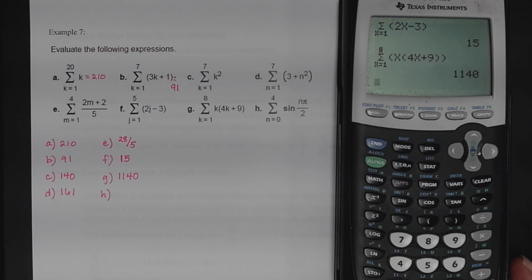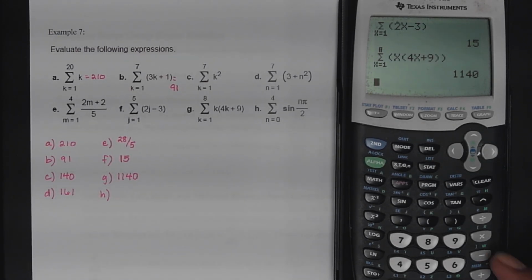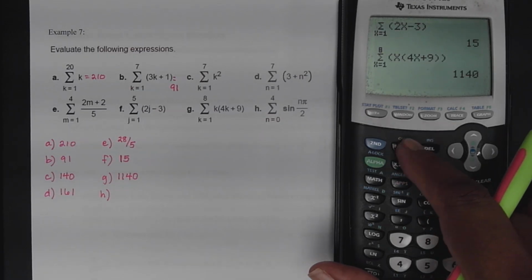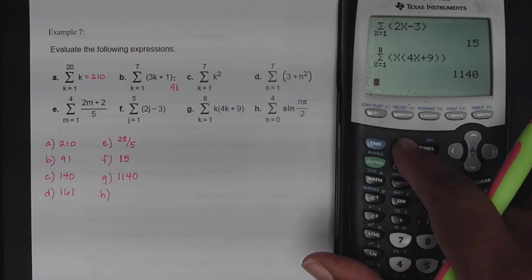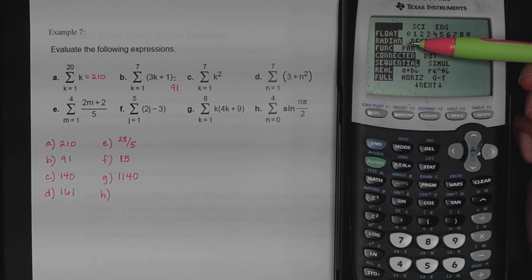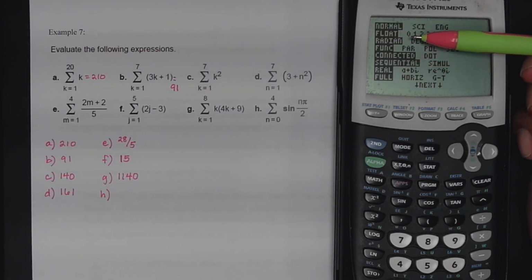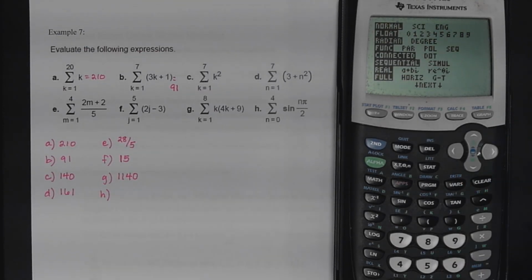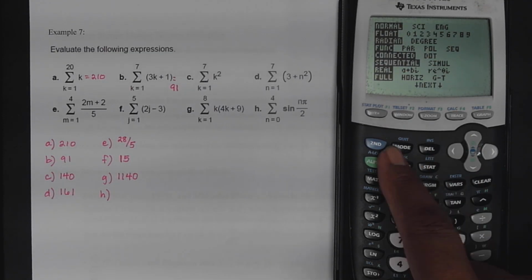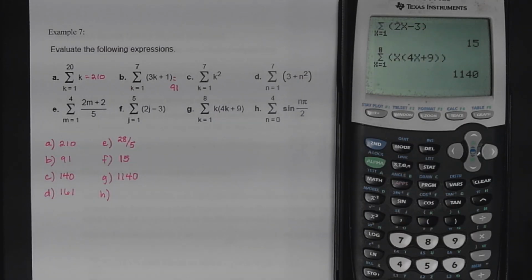And then finally for part H, the summation for n equals 0 to 4 of the sine of n times pi divided by 2. All right, for this one, you want to make sure that you're in the radian mode. So press the mode key. You want to make sure that radian is highlighted. If it's not, you want to use your down arrow key to put the cursor on top of radian and then hit enter.